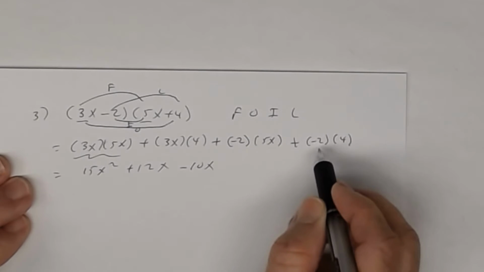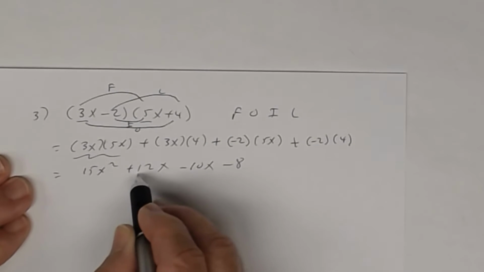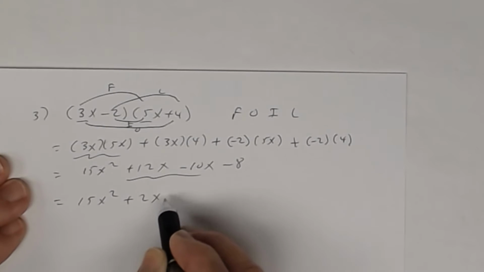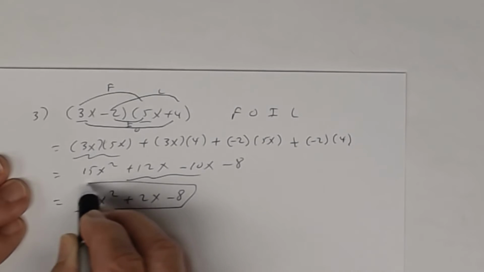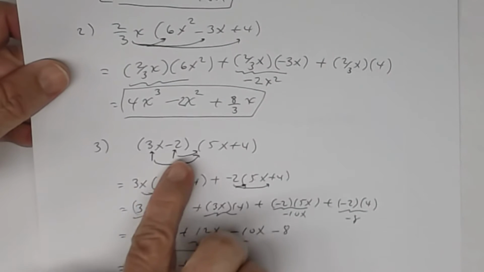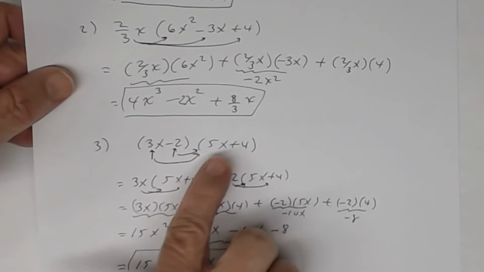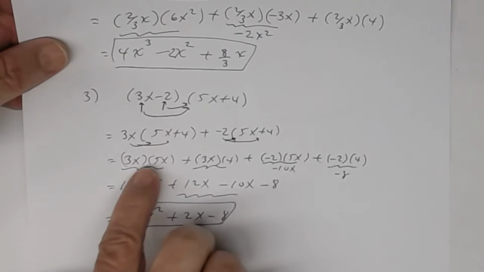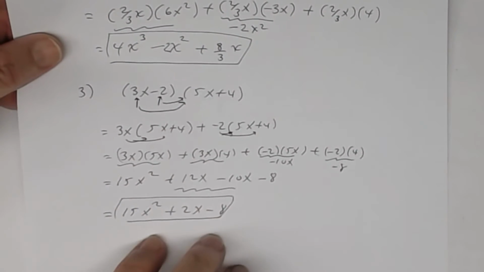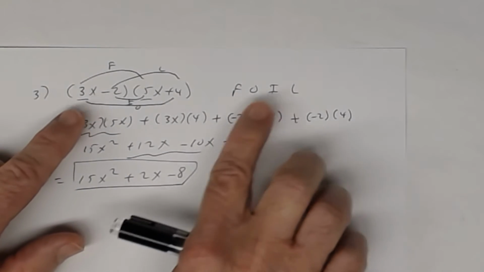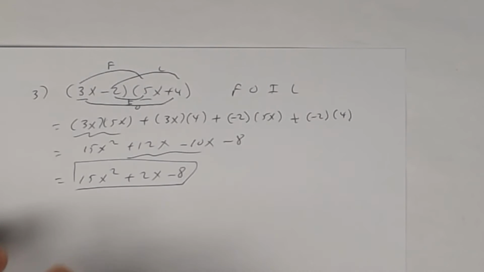And then adding a negative 8 is subtract 8. Combining like terms, we get 15x squared plus 2x minus 8. All right? So when doing these problems, you could do it just like we did here. So 3x times each of the terms of the second polynomial, negative 2 times the second polynomial, and then use the distributive property, you get the answer. Or you can use FOIL, but you can only use this if these are two binomials, if you're multiplying two binomials.